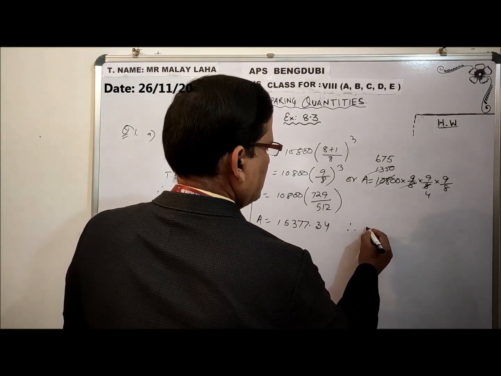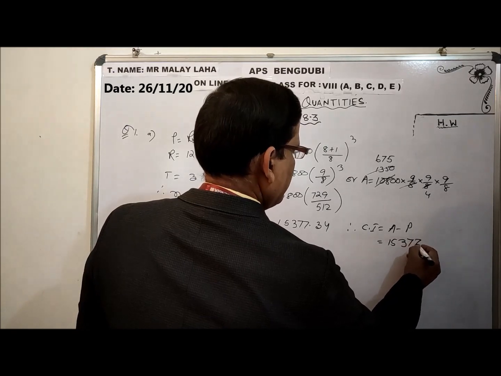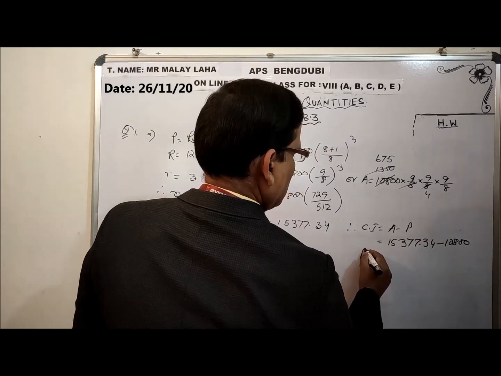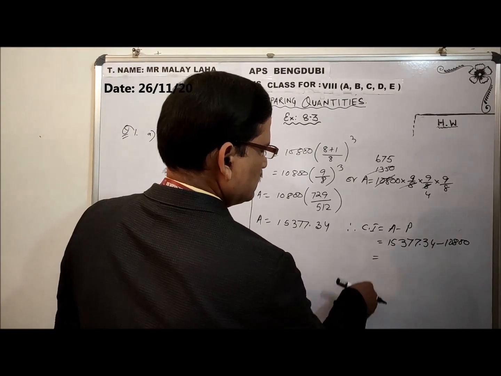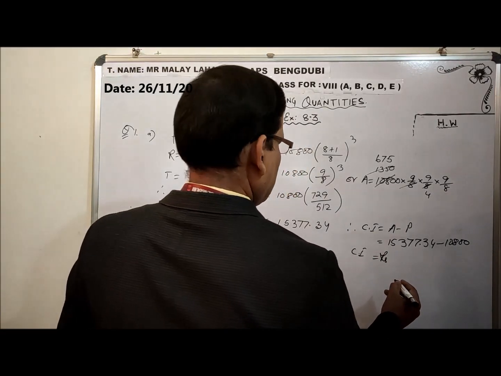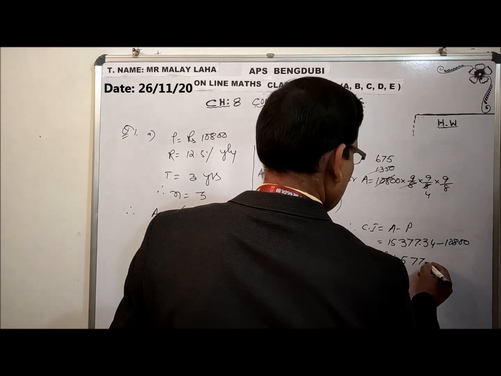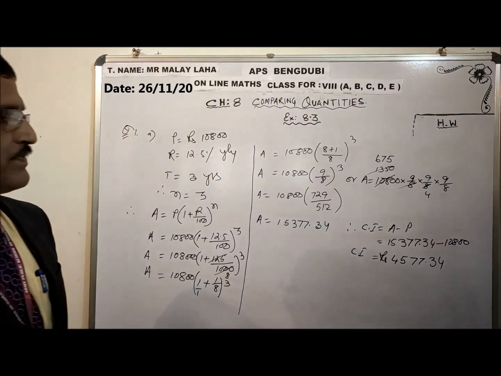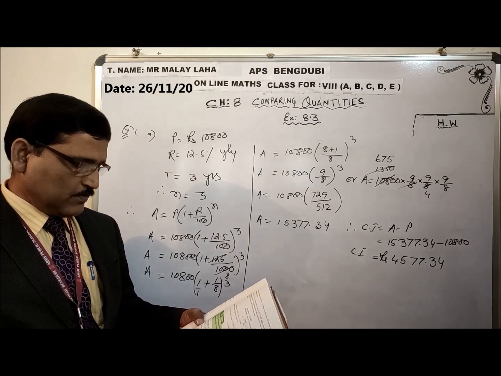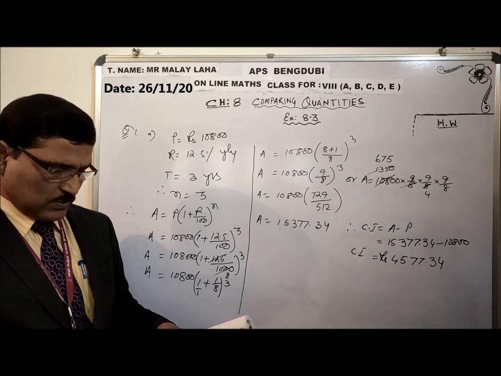Therefore, interest CI equals amount minus P. That is 15,377.34 minus 10,800. I am getting CI equals rupees 4,577.34. If we subtract this, I will be getting this. Have you understood this one? So I expect that you will be able to do part B, C, D. 3 questions I am giving as homework.